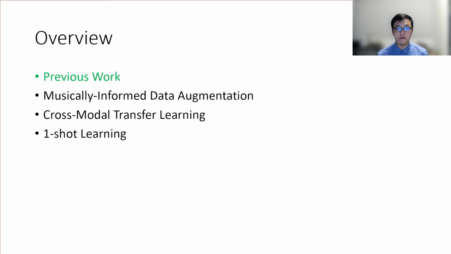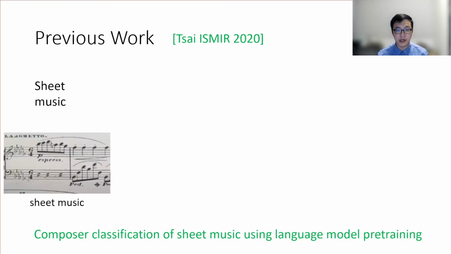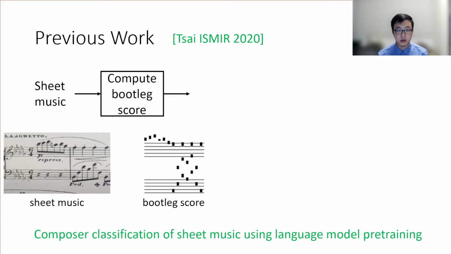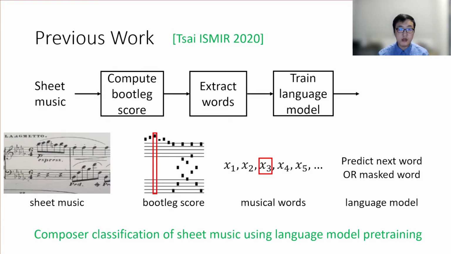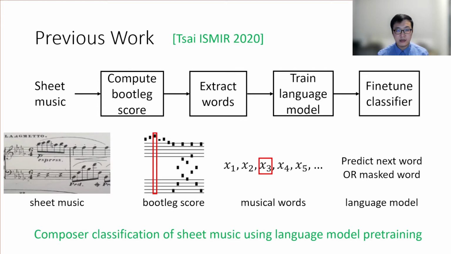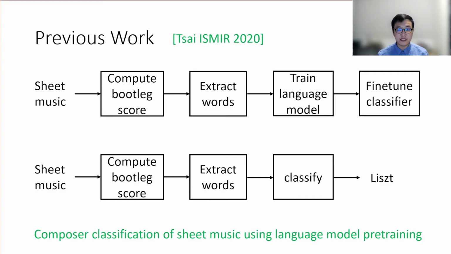Let's start with a brief overview of previous work in composer style classification. At ISMIR 2020, we proposed a way to perform composer classification of sheet music images using language model pre-training. During training, we extract a bootleg score from the sheet music, convert the bootleg score into a sequence of 64-bit integers, which serve as musical words, train a language model on a large set of unlabeled data, then fine-tune the model on a small set of labeled data. At test time, we convert the sheet music into a sequence of words as before, and then classify the sentence using the fine-tuned classifier. This approach was proposed last year and is representative of the state-of-the-art in composer-style classification.